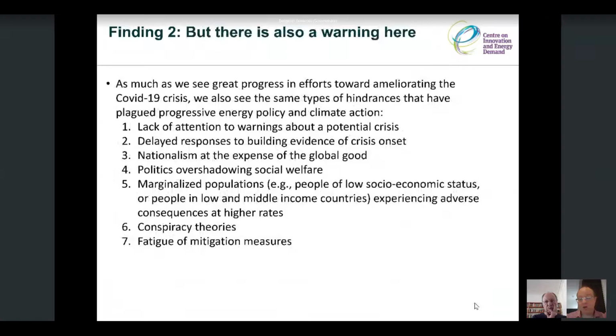However, there's also a warning, because as those of you know, the coronavirus response has not been rainbows and roses for everyone. So as much as we see progress there, we also see 7 negative things that also plague energy and climate transitions, right? People not paying attention to warnings about a crisis, delayed responses, nationalism at the expense of the public good. I'm thinking here of the US withdrawing funding for the World Health Organization in the middle of a pandemic. Politics overshadowing social welfare, marginalized populations getting the worst impacts, conspiracy theories. Remember the whole theory about 5G spreading coronavirus, and fatigue of mitigation measures.